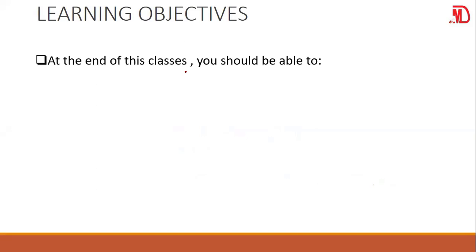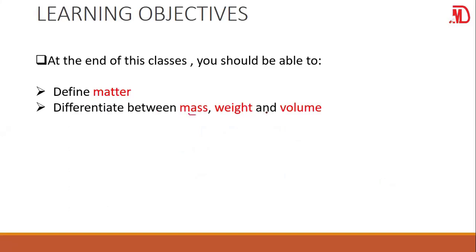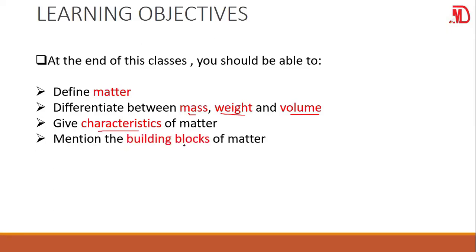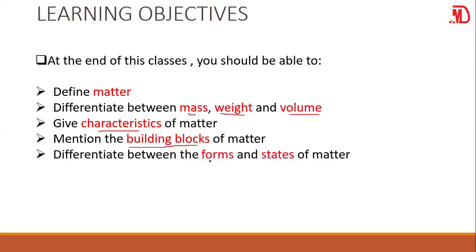So, what are our learning objectives? At the end of today's classes, you should be able to, one, define matter. You should be able to differentiate between mass, weight, and volume. You should be able to give characteristics of matter. You should be able to mention the building blocks of matter, also known as the particulate nature of matter. Then again, you should be able to differentiate between the forms and the states of matter. Then you should be able to state the kinetic theory of matter. So basically, at the end of today, you should be able to answer all these questions.